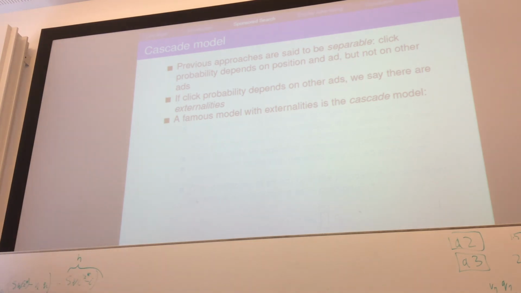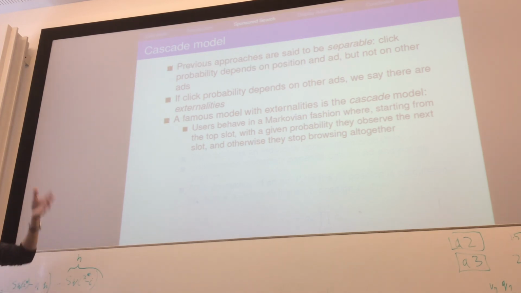And so this is modeled by a kind of Markov model. We assume the users behave in a Markovian way. You have states, and the state of the user moves from one state to the next state, and there's a probability that the user moves from one state to the next state. So with the given probability, they observe the next slot, and otherwise they stop browsing altogether.